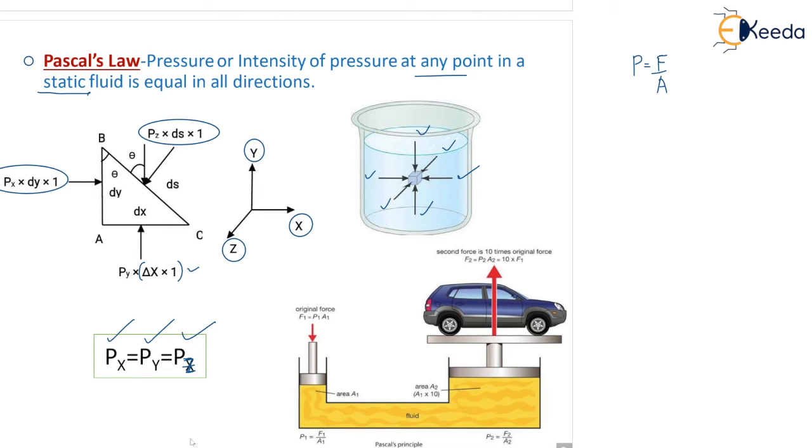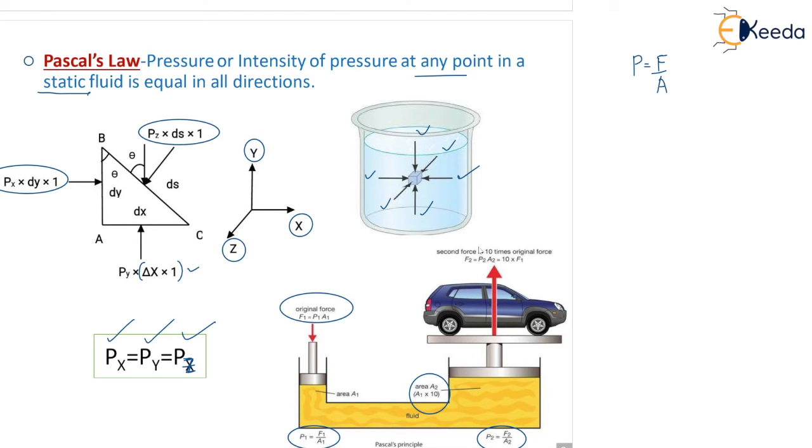So where is the application of this? In your hydraulic ram, you can see your original force applied is force equal to pressure into area, P1 into A1. Area is A1 here. So what is pressure here? Force by area, F1 by A1 mentioned here. Pascal's principle is applied here. And P2 is also equal to F2 by A2. But what is this A2? This area, you can see, area A2 is A1 into 10.